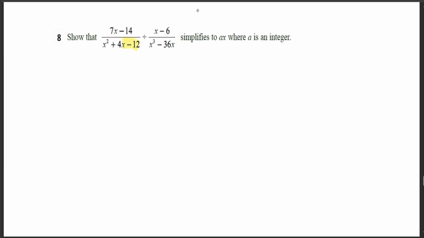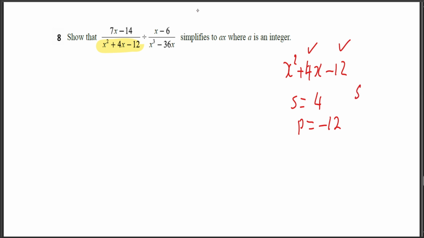Let's factorize this first. I think this is very easy. Now if you try to factorize x squared plus 4x minus 12, the sum is 4. Okay, this is the sum, and your product is negative 12. The SPF rule, the sum product factor. So which are the two factors? Two numbers that if you add them give you 4. If you multiply those same two numbers, it should give you negative 12. So is this supposed to be negative 4 and 3?